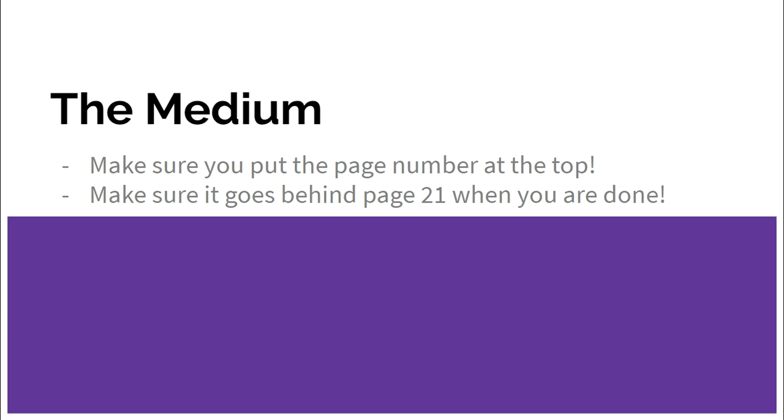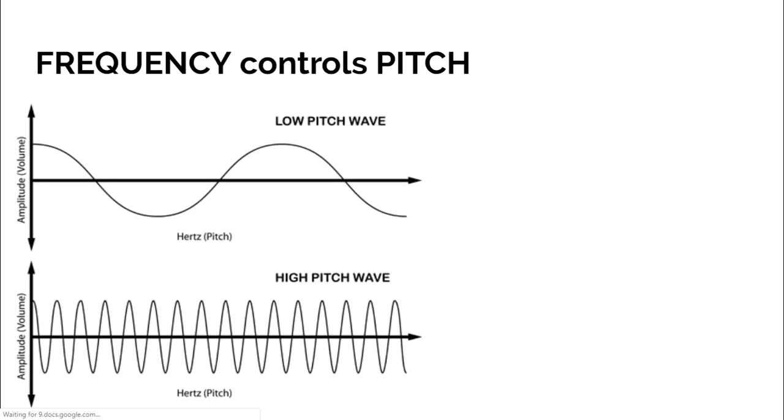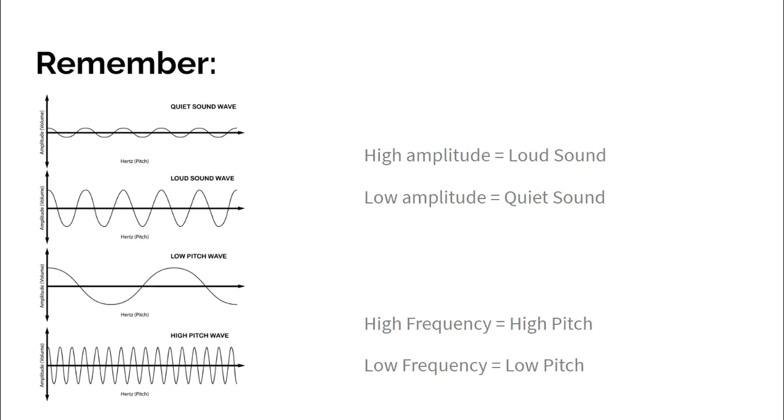So, today, we're going to be doing page 22. Page 22 is all about the word medium. Make sure it goes behind page 21 when you're done. You know the drill. So page 21 was when we started talking about the frequency and amplitude.